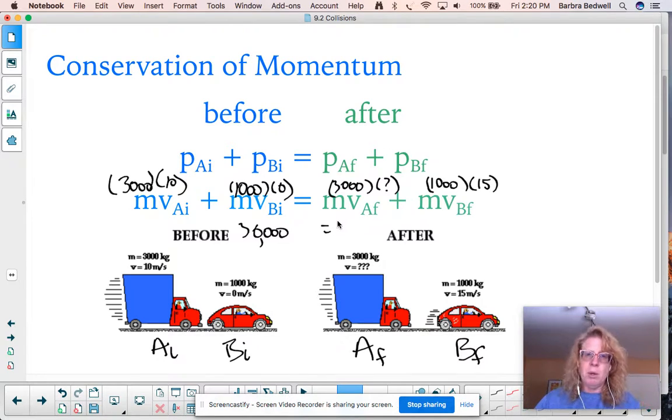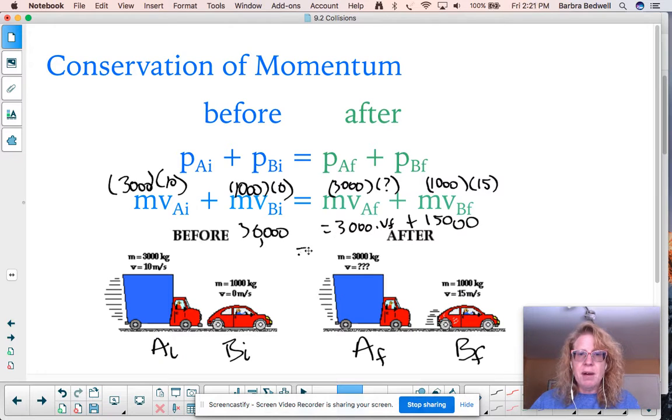Final momentum, what do we have? Well, this is still going to be 3,000 times VF. We don't know its final velocity. And then this part over here, 1,000 times 15, if I get a 0 off of there, is 15,000. Well, that would be obvious. Plus 15,000. There we go.